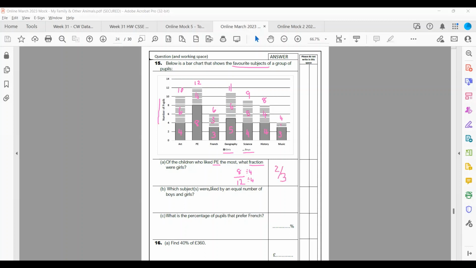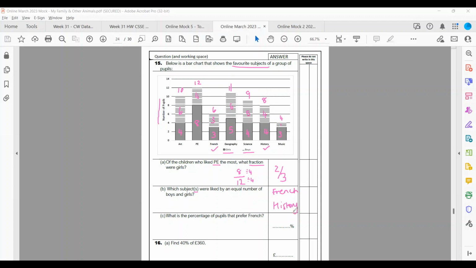Which subjects were liked by an equal number of boys and girls? Now the S here is in brackets because it may only be one subject or it could be more than one. So looking at my annotations up here, art is no, PE is no, French is yes, geography is no, science is no, history is yes, and music is no. So the subjects would be French and history.